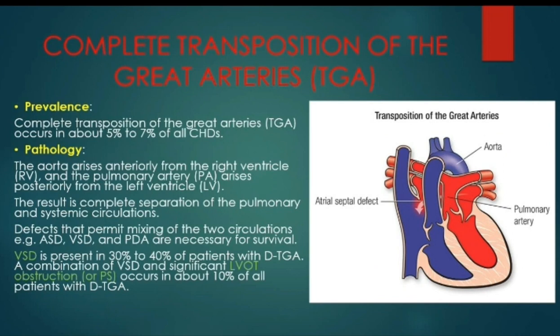To survive, this patient needs mixing on either of the following levels: the atrial level, through an ASD, the ventricular level, through a VSD, or through a PDA. Some cases may have VSD as part of their pathology, and some cases may have left ventricular outflow obstruction as part of their pathology.